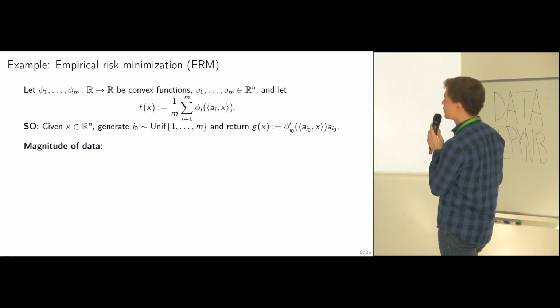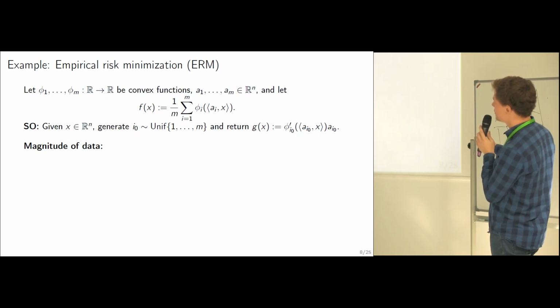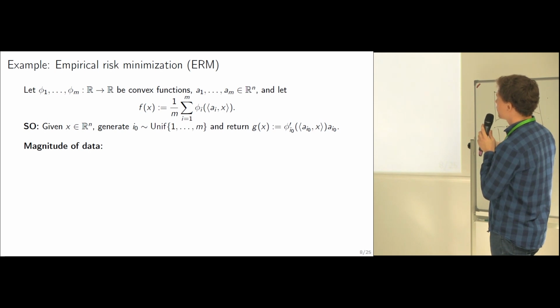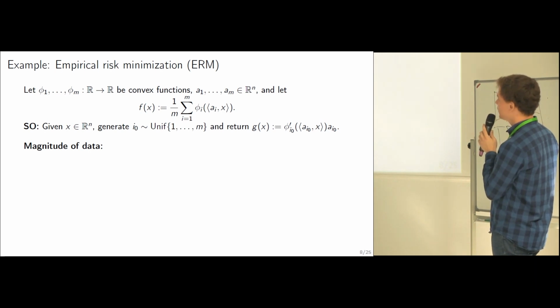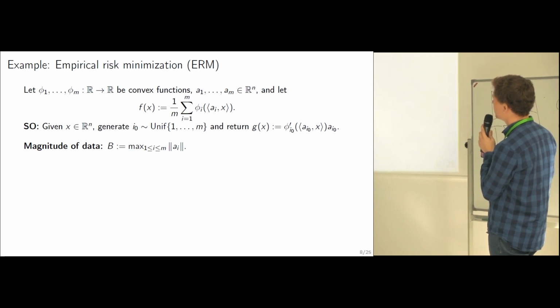We remember how to build a simple stochastic gradient. For this case, we simply generate some index and return the gradient of this function, and this will be the derivative of this function multiplied by this vector. So now we are going to look at the size of this stochastic gradient at the second moment. For this, it is convenient to introduce this quantity, the magnitude of our data, or the size of our data. And in order to ensure that this stochastic gradient is bounded, we also need to bound this function.